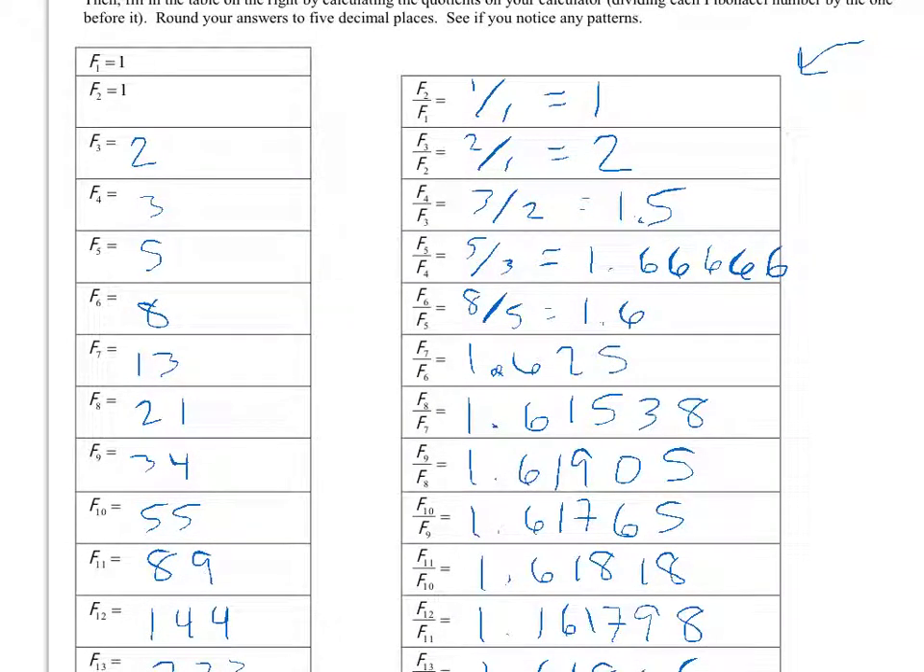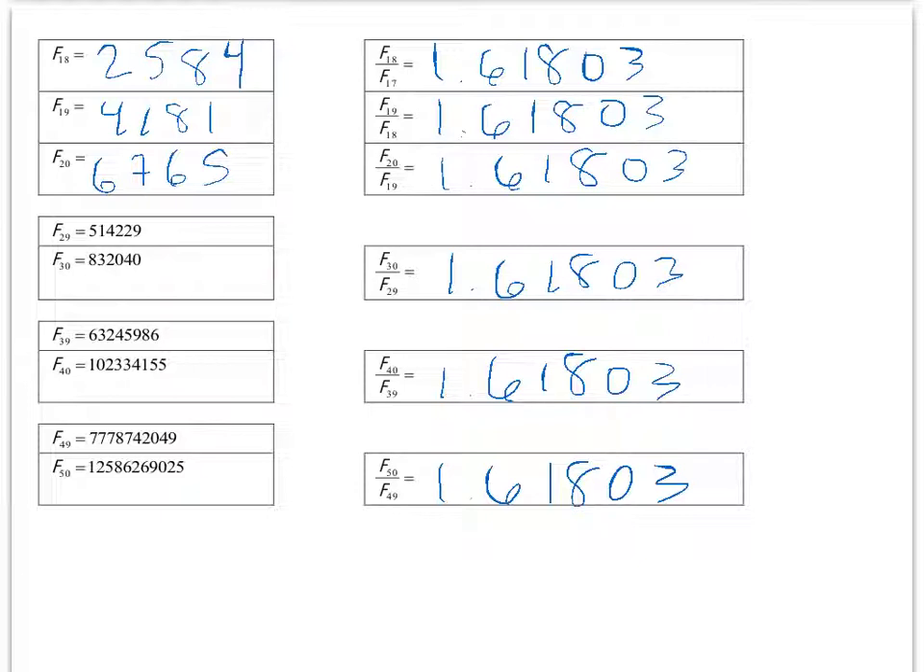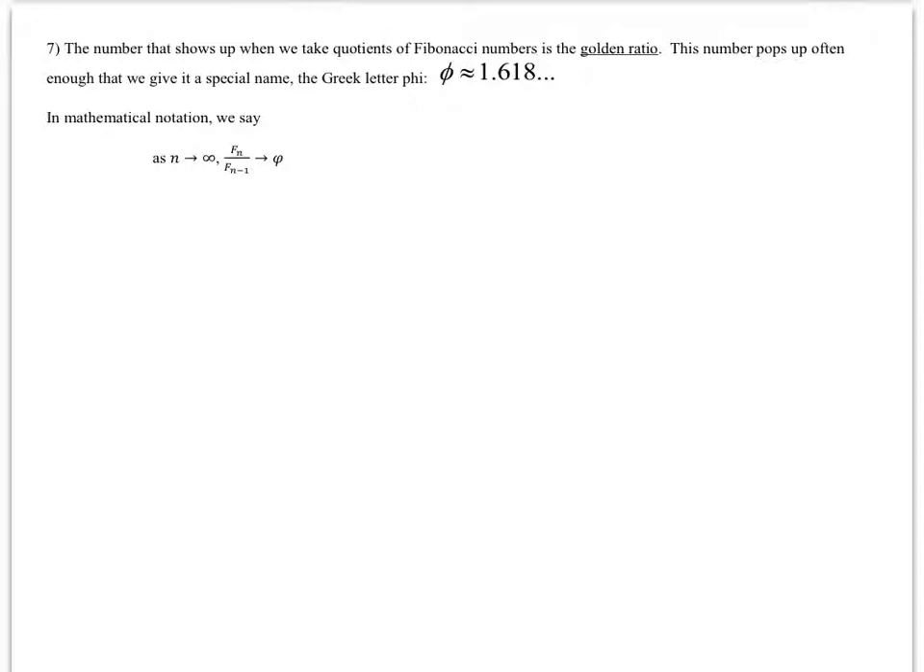So hopefully you've seen that as we calculate ratios further and further out in the list, at bigger and bigger values of n, we eventually end up getting the same number over and over again. After about F14 over F13, we get 1.61803 as every ratio. Larger, we keep getting 1.61803. So that number, 1.61803, we call the golden ratio. And it has a special symbol, phi, which is a circle with a vertical line through it. And in mathematical notation, we say that as n approaches infinity, F_n over F_(n-1) approaches phi. So the ratio of a Fibonacci number divided by the one before it gets closer to phi the further out we go in the Fibonacci list.